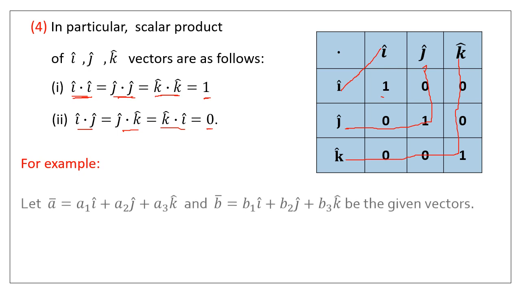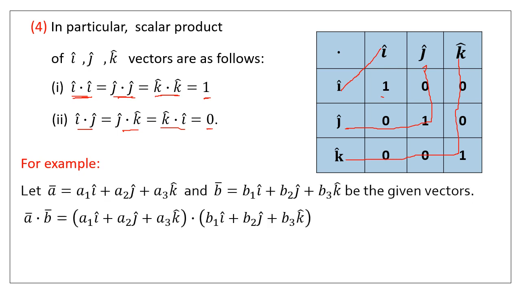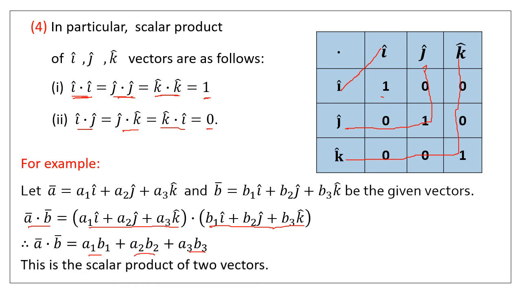See, for example, let a bar and b bar be the two given vectors. Then a bar dot b bar equals a1 i cap plus a2 j cap plus a3 k cap dot b1 i cap plus b2 j cap plus b3 k cap. Now using the above result, we have a1 b1 plus a2 b2 plus a3 b3. After multiplying these two brackets, we get the scalar product of two vectors, a bar dot b bar equals a1 b1 plus a2 b2 plus a3 b3. We have to use this result while solving examples.